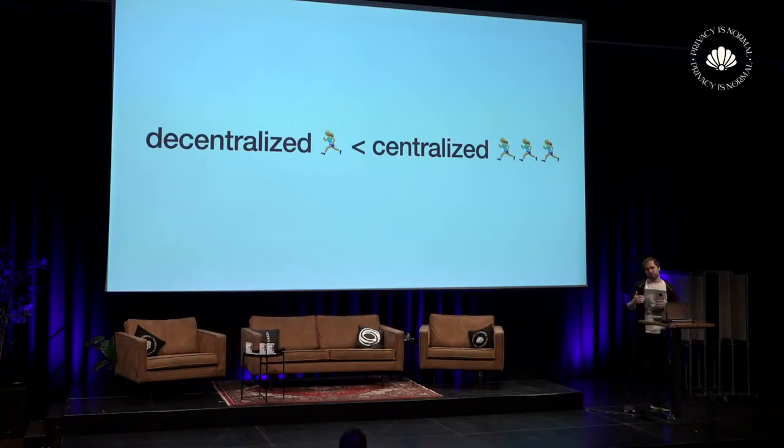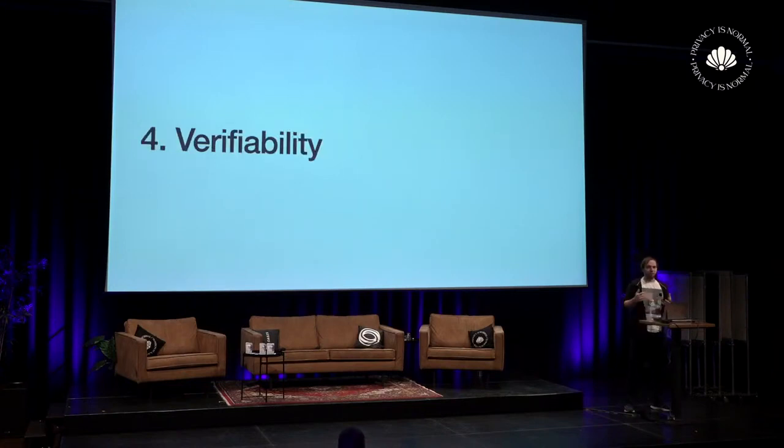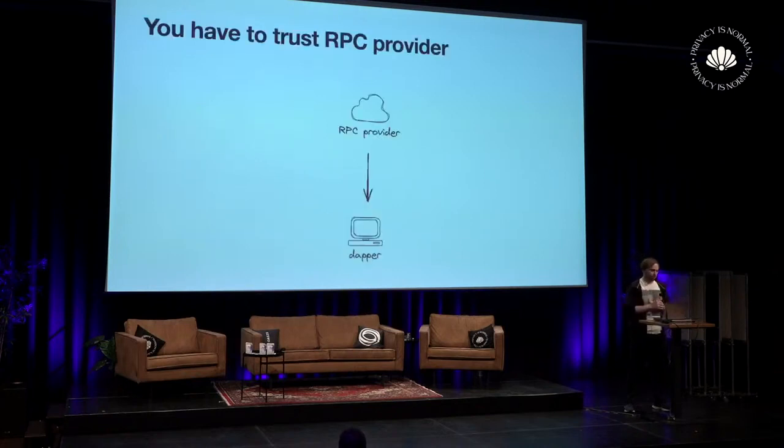So it all depends basically on the engineering efforts of each team. But in theory, centralized providers are even faster. The common argument in this, decentralized versus centralized RPC, is verifiability. And I'll just talk about it a bit.